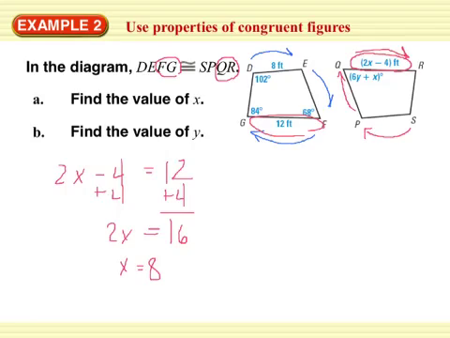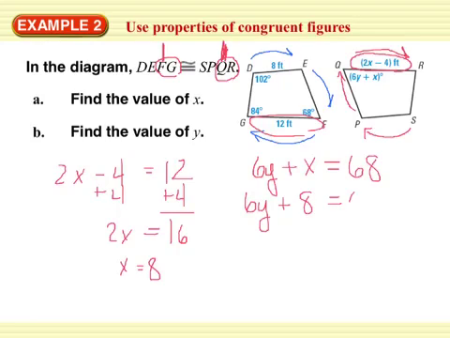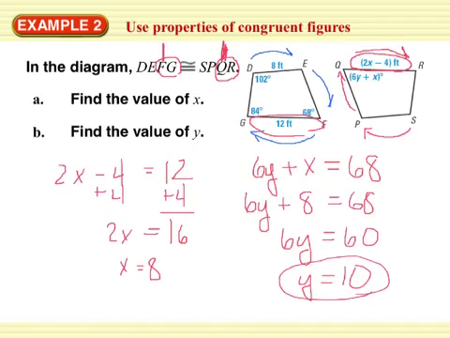Now find the value of y. y is in this angle Q. Q is equal to F because they're in the same order in the congruence statement. So F is 68 degrees. So you can say 6y plus x equals 68. Luckily we know what x is. 6y plus 8 equals 68. Subtract 8 from both sides. Divide by 6. And we have our two answers.